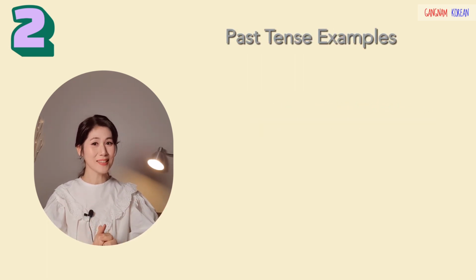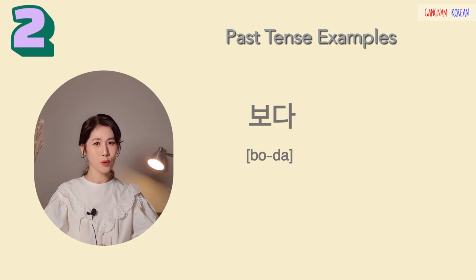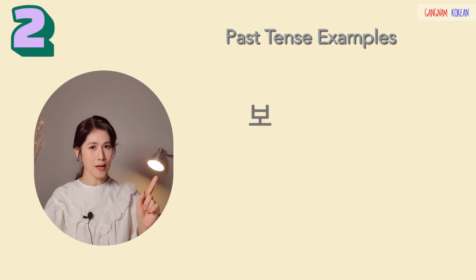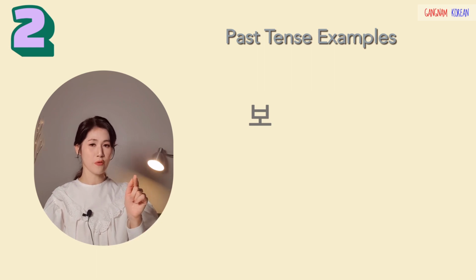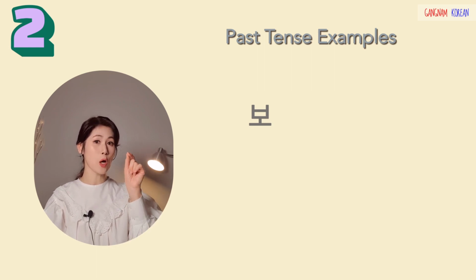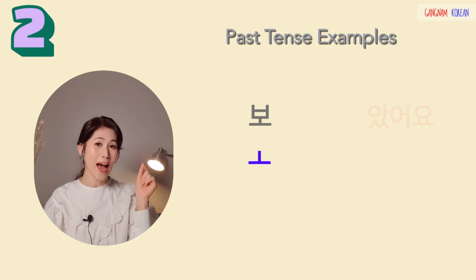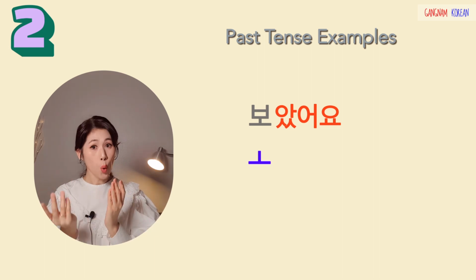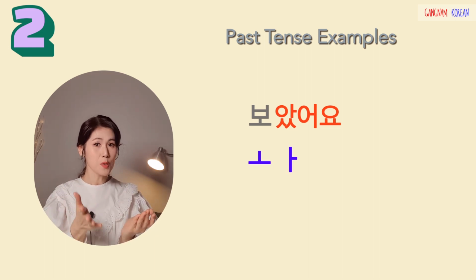For example, 예를 들면 보다, to see or to look at something. You take away the 다, you have 보, that is the verb stem, and it has the vowel 오, right? So you add 았어요. 보았어요. But you combine 오 and 아, which becomes 와.